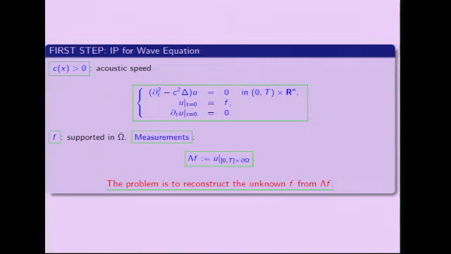You have the acoustic wave equation with initial data f, and this is solved in the whole Euclidean space. There is no boundary condition here. Initial velocity is 0. F is supported in this domain, and you are going to make the measurements on the boundary of the domain for an interval of time.